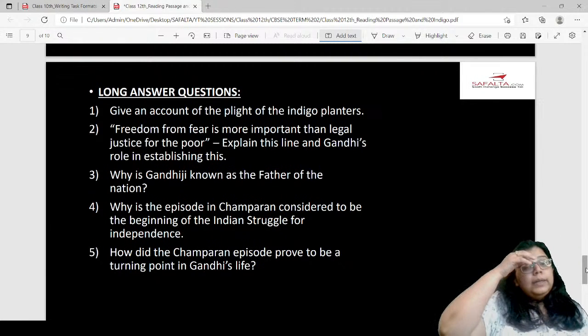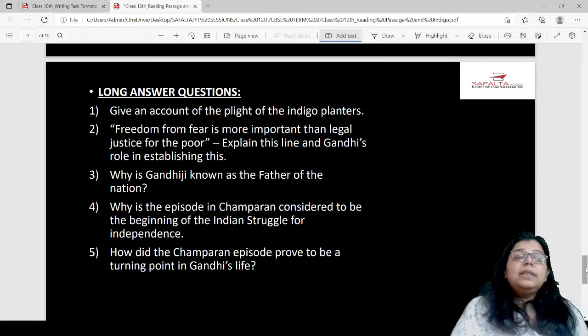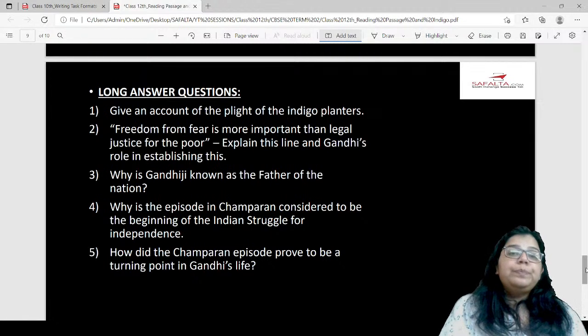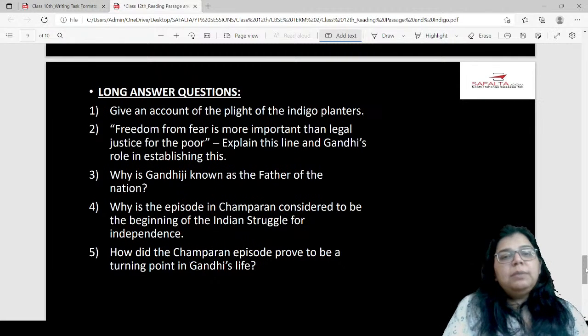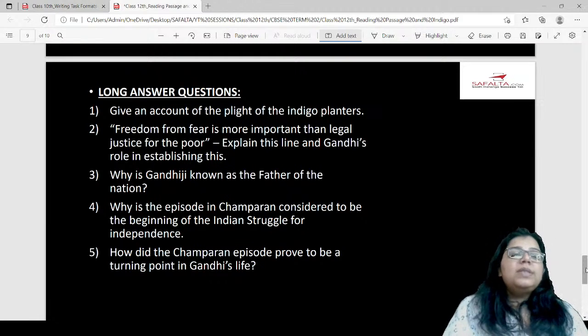So yes, that is the answer to the entire question, which is the plight of the indigo planters. Now second is, freedom from fear is more important than legal justice for the poor.